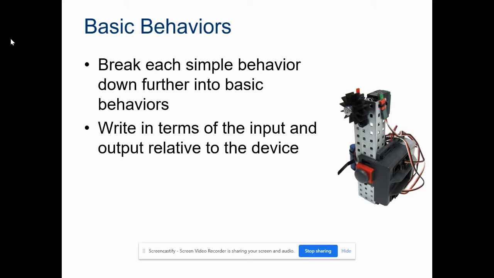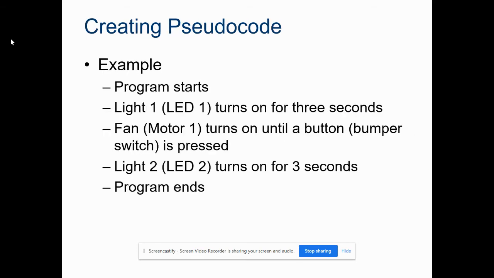Some basic behaviors are just inputs and outputs relative to the device. Here are some examples. LED 1 on for 3 seconds, fan until the button is pushed. These are just, again, examples of pseudocode that you can read on your own.